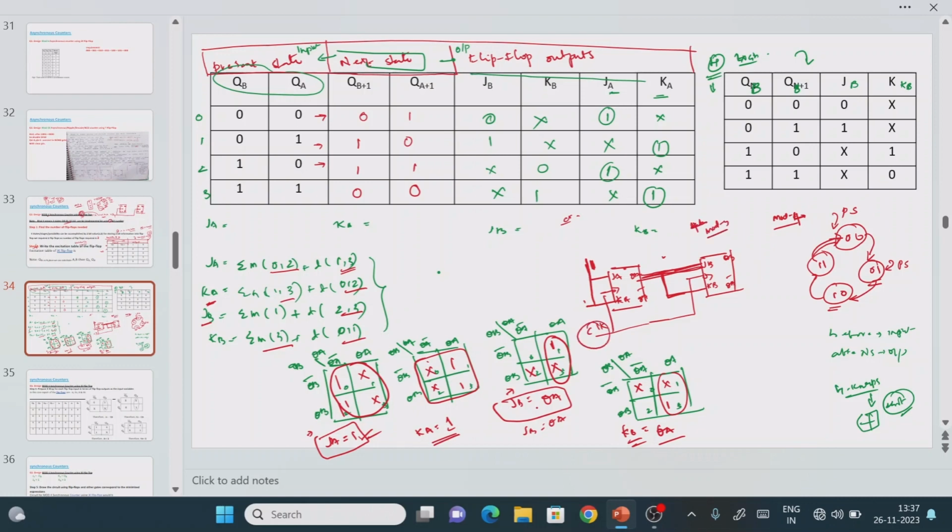The moment you apply the clock pulse here, based on this logic expression, it will automatically produce the count 1011. Once it is done, it will return back to the initial position. Right, so this is how we are going to design any kind of synchronous circuit.